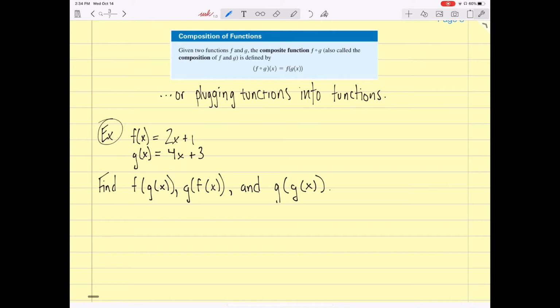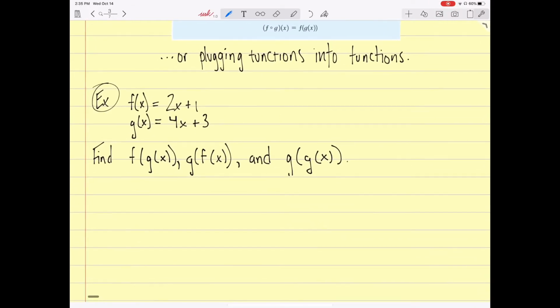Okay, for composition of functions, again, you have this definition box, which is given two functions f and g. The composite function f of g, also called the composition of f and g, is defined by f of g of x equals f of g of x. So if you're not used to this, again, that seems like nonsense. But given two functions, all we're doing is plugging functions into functions. So I'll alternate with colors for this one. So let's do f of g of x.